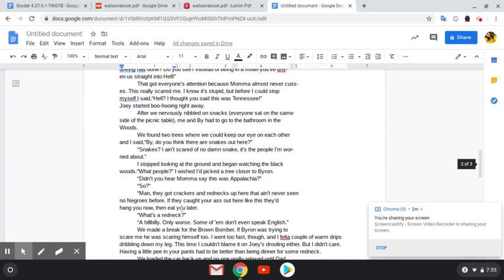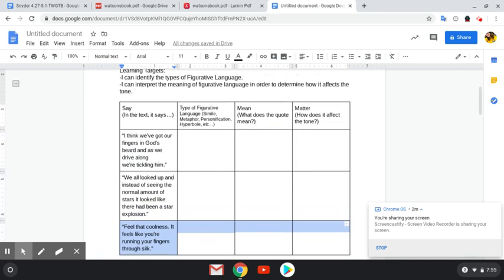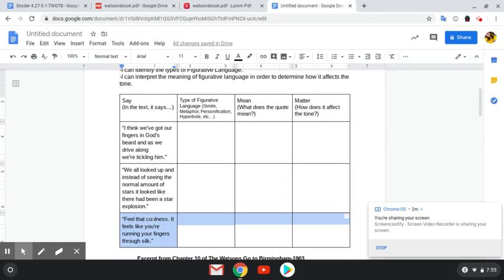So to determine what type of figurative language this is, I'm going to look for certain keywords that tell me whether it's a simile or a metaphor. Remember, similes use like or as. So I see this like right here. Now I'm going to make sure it's comparing two things, because that's what a simile does. It compares two things using like or as. And it does. It's comparing how it feels with running your fingers through silk, even though that's not what he's really doing, he just has his hand out the window. So I'm going to say this is a simile.